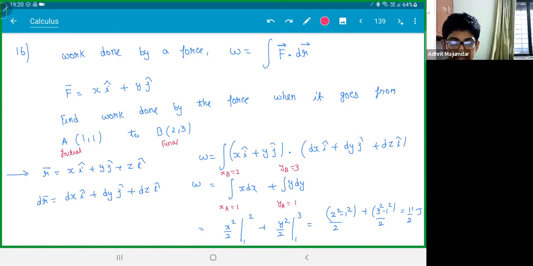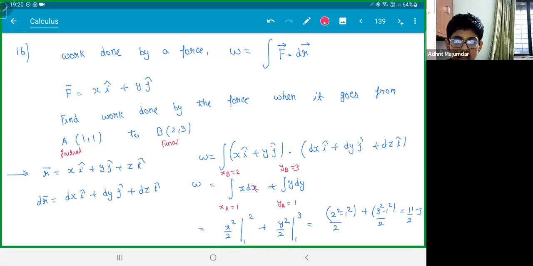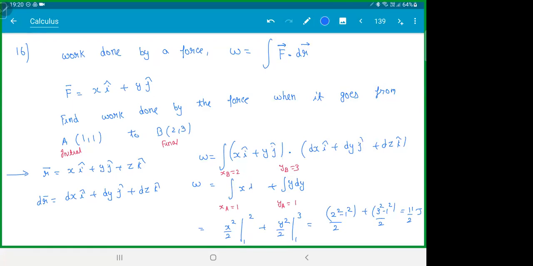Confused? How will we put the limits here? You are integrating x dx. So when you're going from A to B, what is x changing from? x is changing from 1 to 2, right? When you're going from A to B, how is y changing? 1 to 3. Is that clear? That is the meaning of limits: initial to final. We are going from A to B. A is initial, B is final. So A's initial x coordinate is 1, B's final x coordinate is 2. The limits will go from 1 to 2, and 1 to 3 for y.